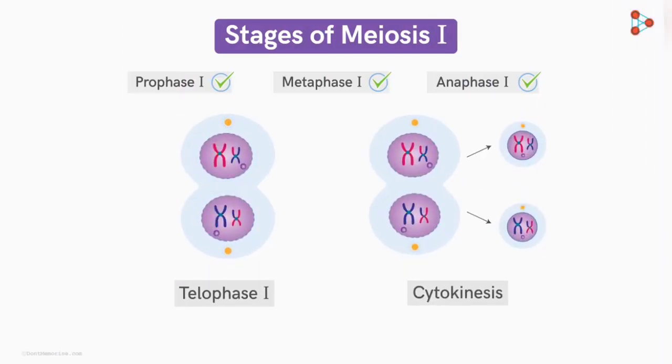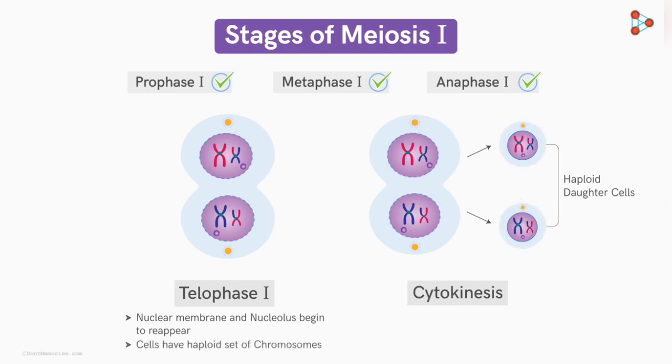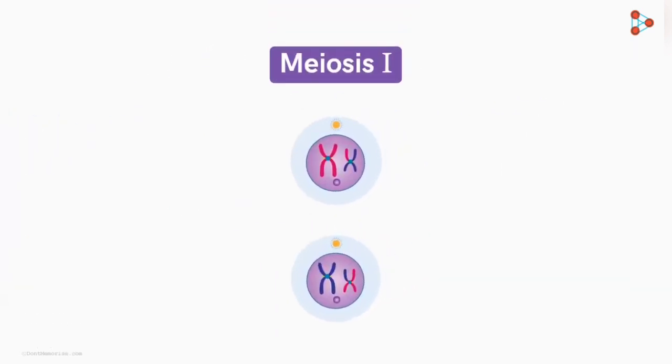The two new cells obtained are now haploid in nature. The telophase 1, followed by cytokinesis, helps in the formation of a nuclear membrane surrounding the chromosomes and a nucleolus as well. The daughter cells are haploid, which are formed from the diploid parent cells. Chromosomes, however, are still seen attached to the sister chromatids. So, in order to separate the sister chromatids from each other, each haploid cell undergoes another round of division.